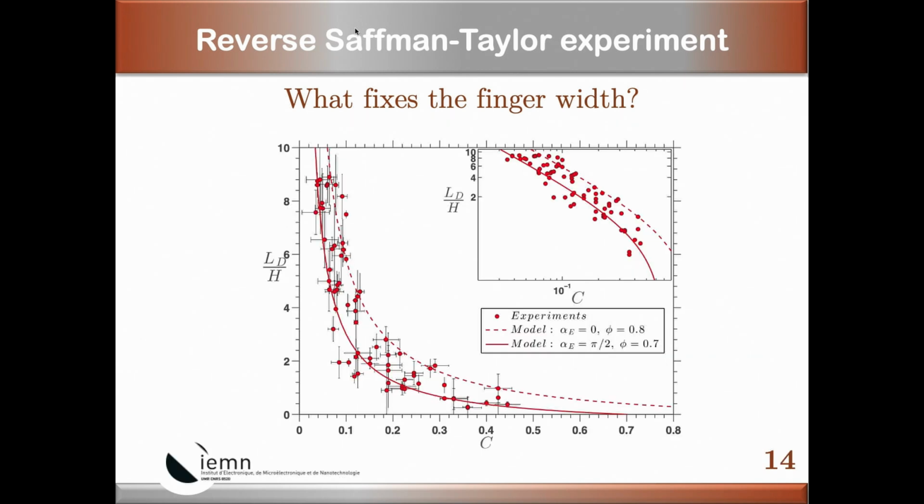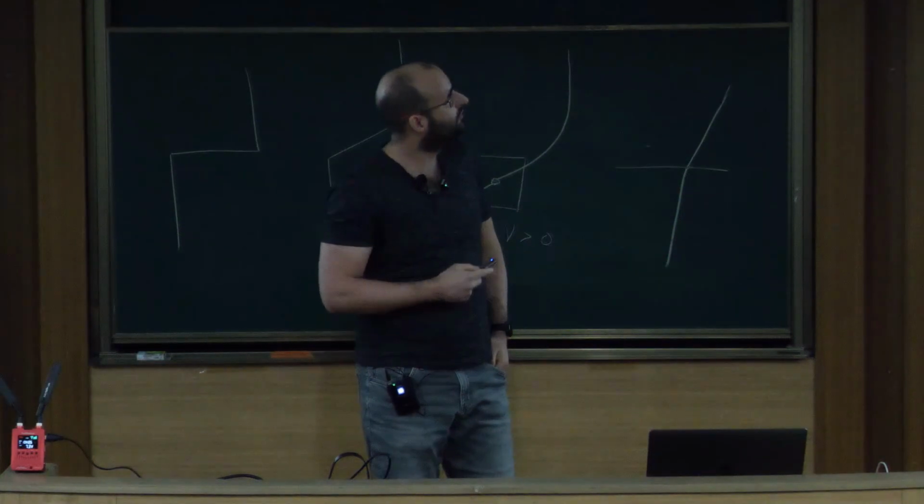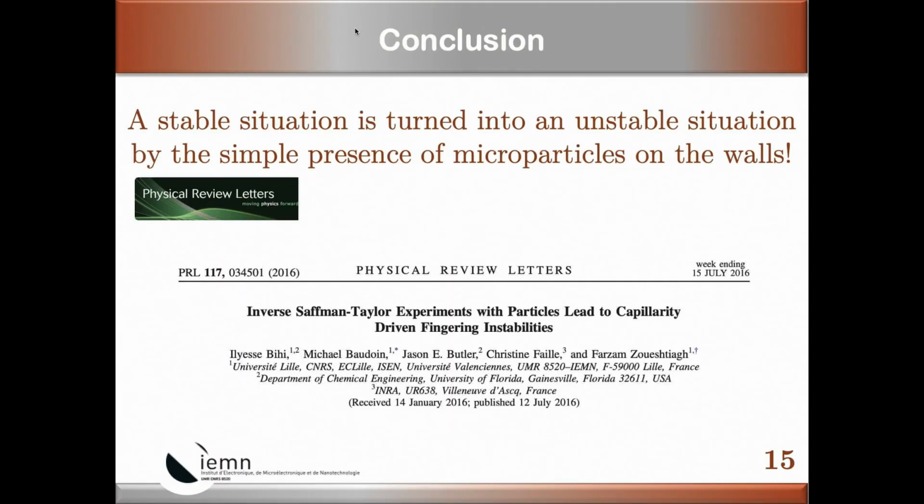And if you compare this time the width of our finger as a function of concentration, and you again take just the formula that the finger width is fixed by the criterion that you want to be able to incorporate all the particles into your meniscus, you are able again to recover the finger width. So the conclusion of this first part is that just by incorporating particles, a stable situation can be turned into an unstable situation by the simple presence of microparticles on the walls.